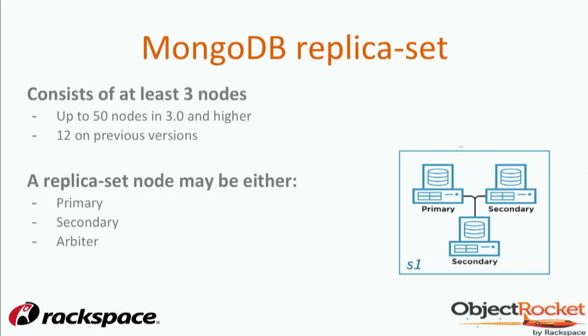The replica sets in MongoDB consist of at least 3 nodes. These nodes can be either primaries, which is the node that takes all the writes, and reads if you're using the defaults on your driver; secondaries, a node that will replicate every CRUD operation that happens on the primary; and an arbiter, a node that is just there to vote in case you have an election on the replica set. You can grow up to 50 nodes if you're running 3.0 and higher. Before 3.0, it was 12.